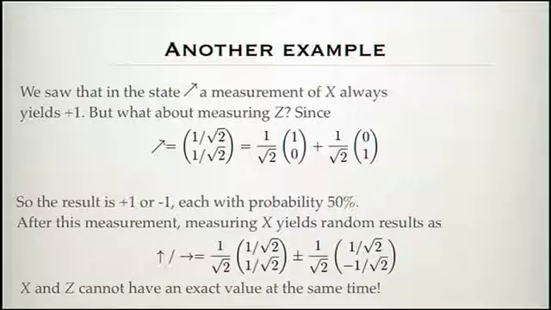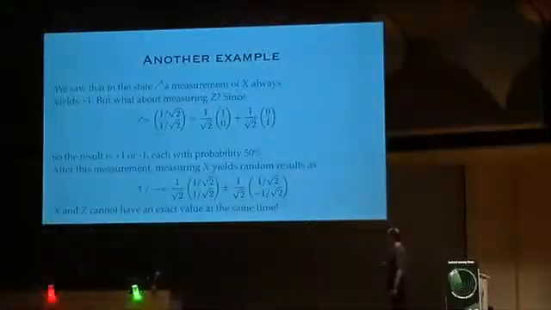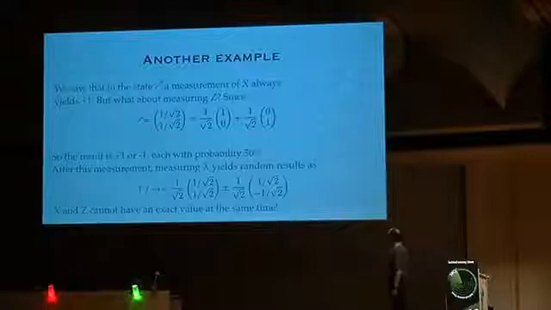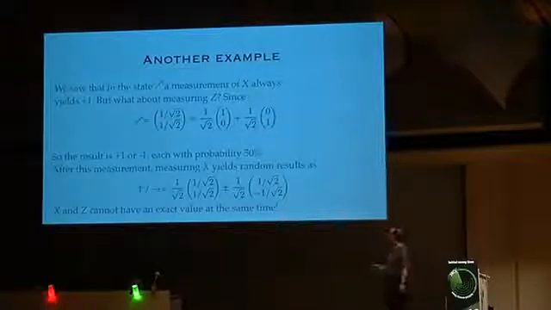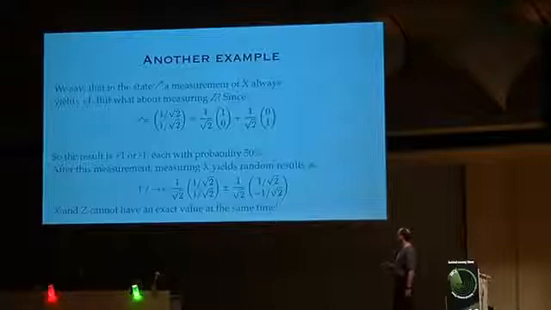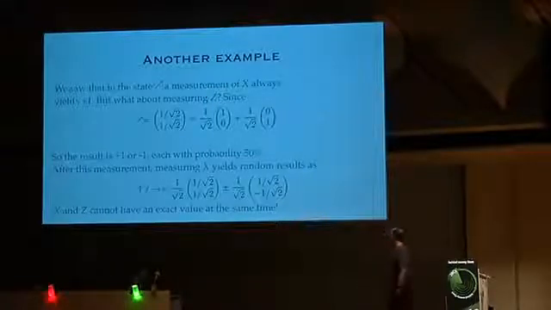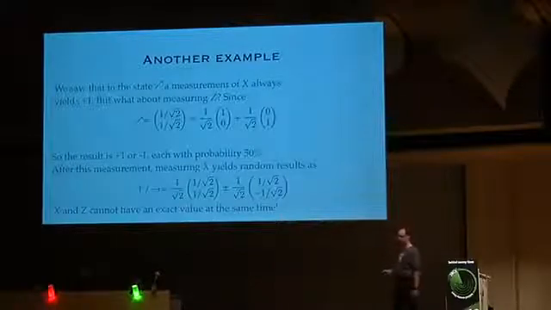And you see, these 1 over square root 2 and 1 over square root 2 are the numbers called C in the slide before. So the result is either +1 if I measure this one, or -1 if I measure this one, each with probability 50%, because if I square 1 over square root of 2, I get 1/2, and that's 50%. Okay, so if in this state, the eigenstate of x, I measure z, the result is like a coin toss. Half of the time I get +1, half of the time I get -1.